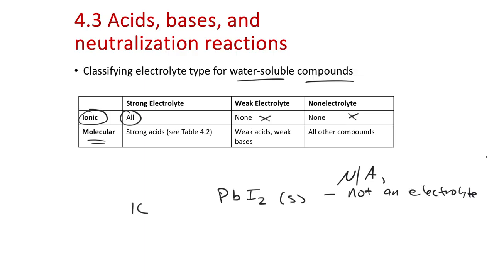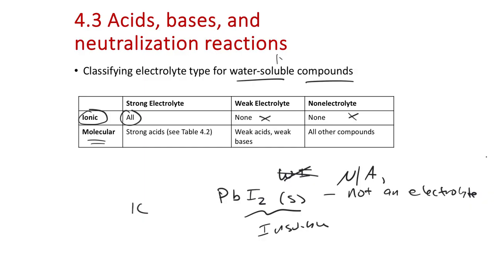So something like PbI2, if you say, well, classify PbI2 in the above chart, it's not in the chart because it's not a water-soluble compound because it's water insoluble. It's just insoluble. So it's not included in the water-soluble chart.